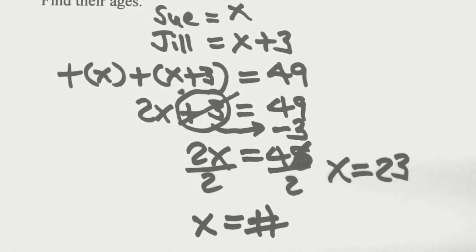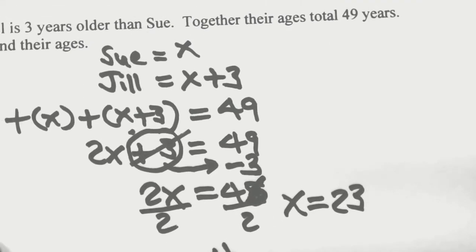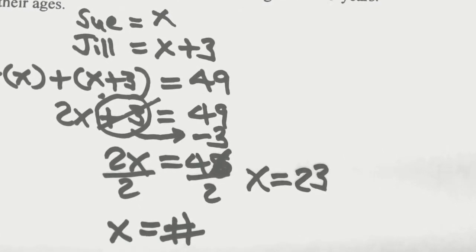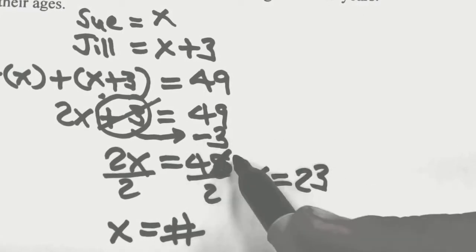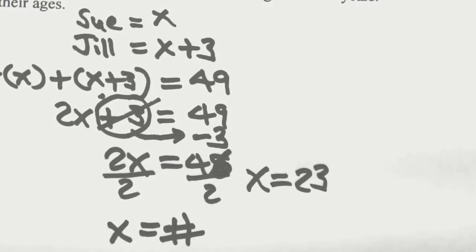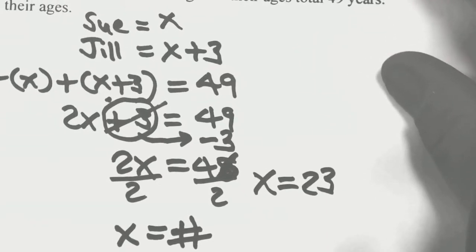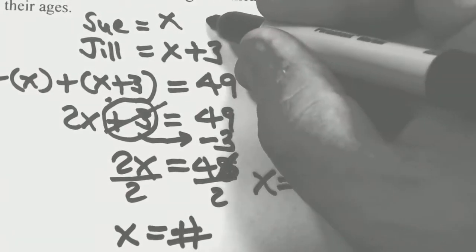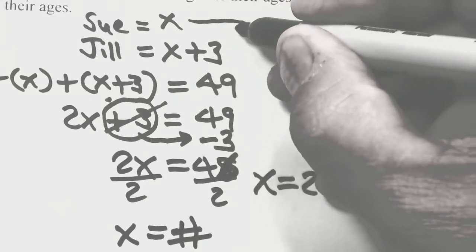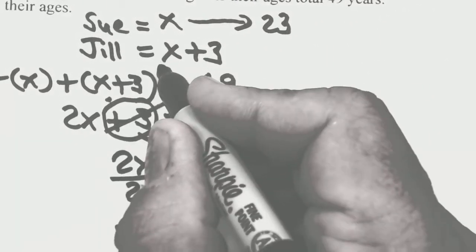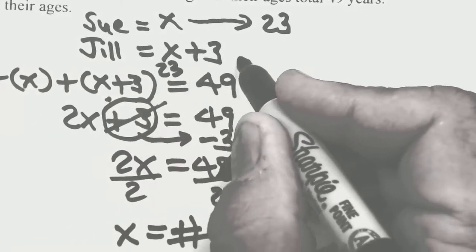Well, let's check and see if this works out. It's easy to make little goofs like I started to do right there. The 49 minus 3 is indeed 46. So you always double check your problems to see if they work at the tail end here. So we think x is 23. That means Sue would be 23 years in age. Jill is the x, 23 plus 3.